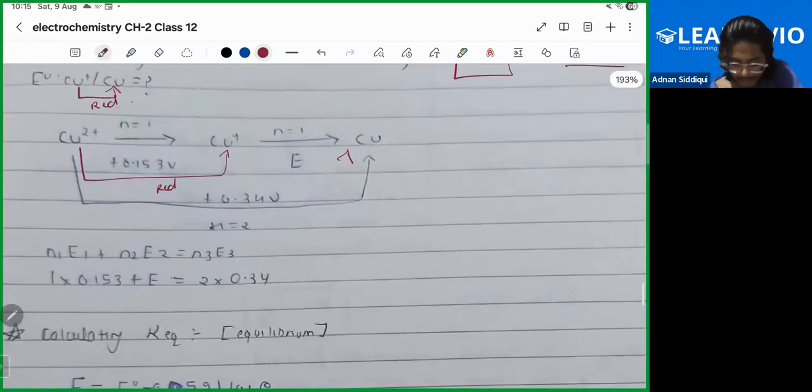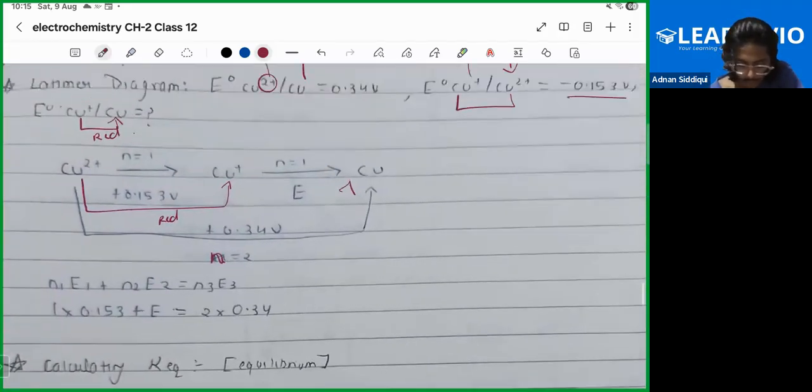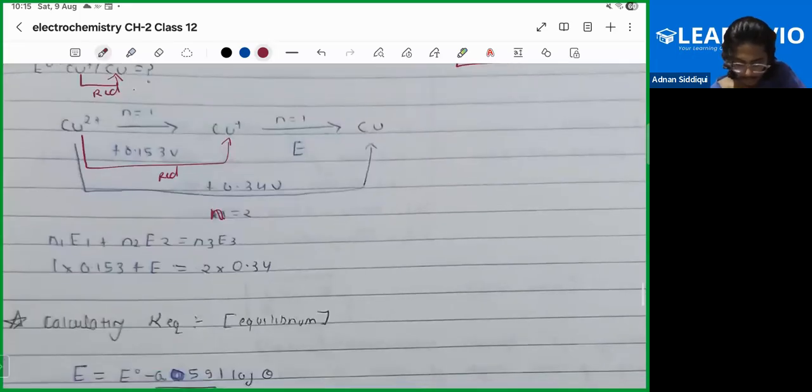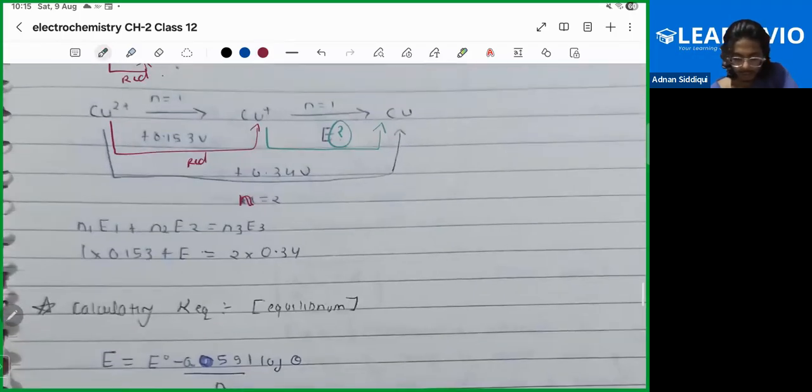One more thing, this is n. From this point to this point, how many electrons have we gained? 2, because from Cu2+ to Cu, if you gain 2 electrons, you are going to get Cu. So the n value is 2 here. You have to determine this. Let me mark that as well. This you need to find. So n1E1 plus n2E2 is equal to n3E3.